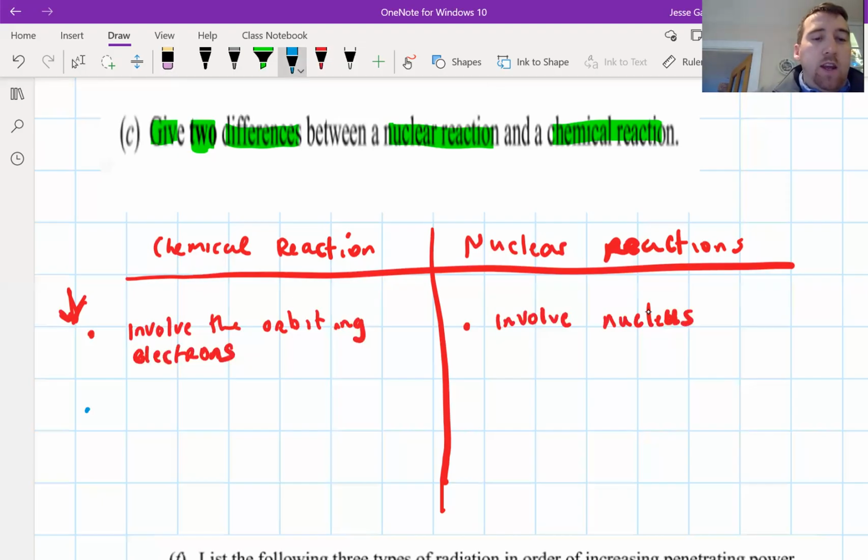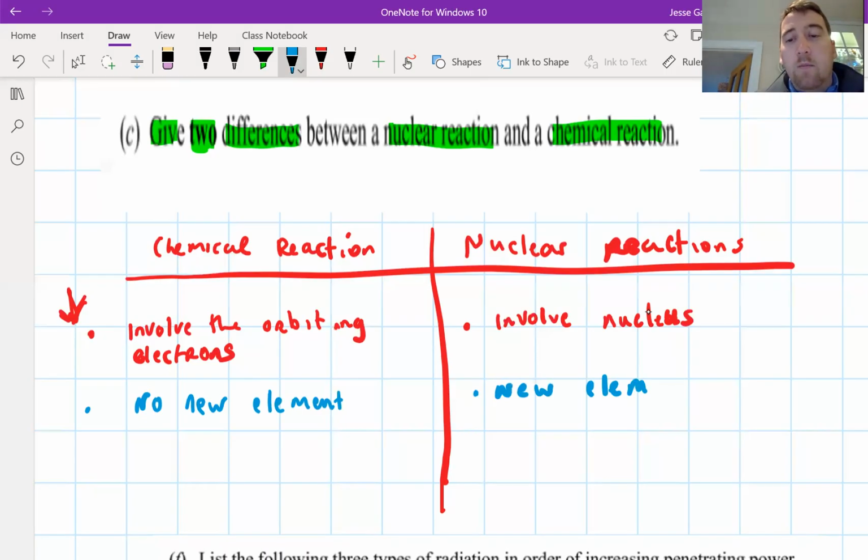Okay, so hopefully you said that chemical reactions do not create new elements. No new elements. You do not change the element. You make something called a compound. Whereas nuclear reactions make new elements. So one nucleus can turn into the nucleus of another element. New elements made.